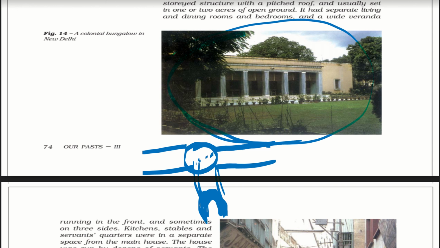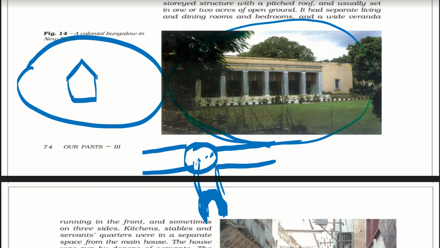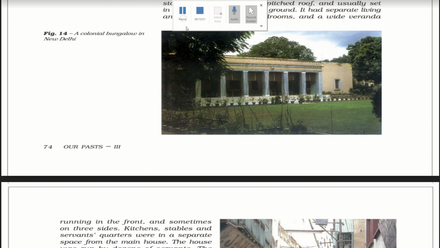Colonial bungalows also had some other speciality: kitchens, stables and servants' quarters were in a separate space from the main house. If this is the boundary of the house, then just aside the boundary there is a small room as a servant quarter, or the stables for horses and kitchens and all that.